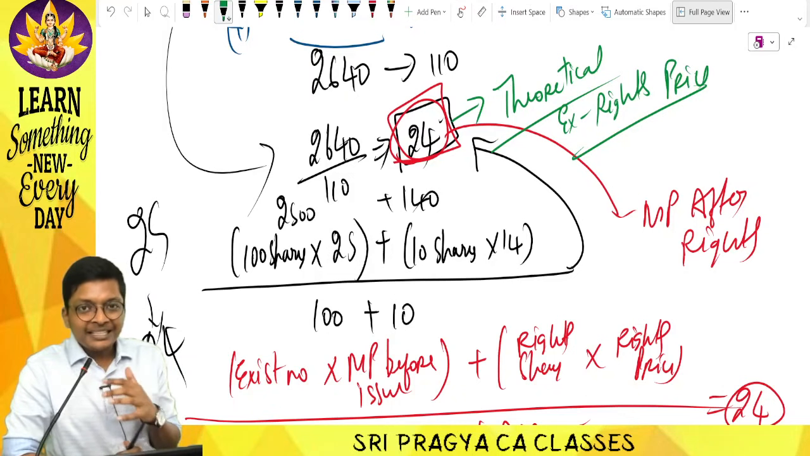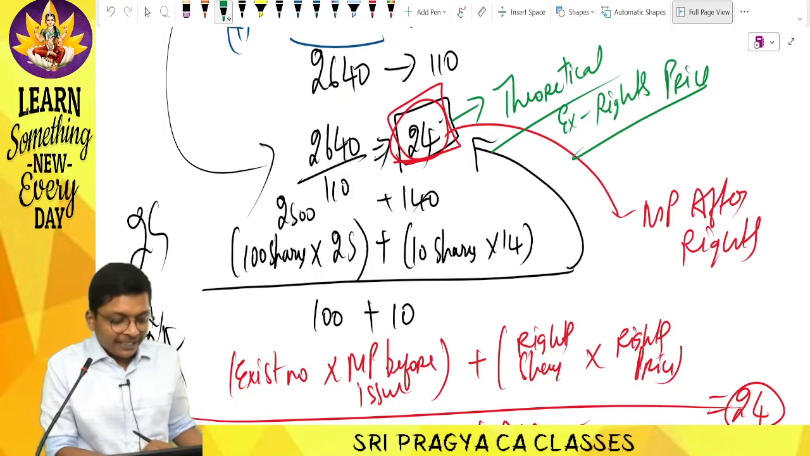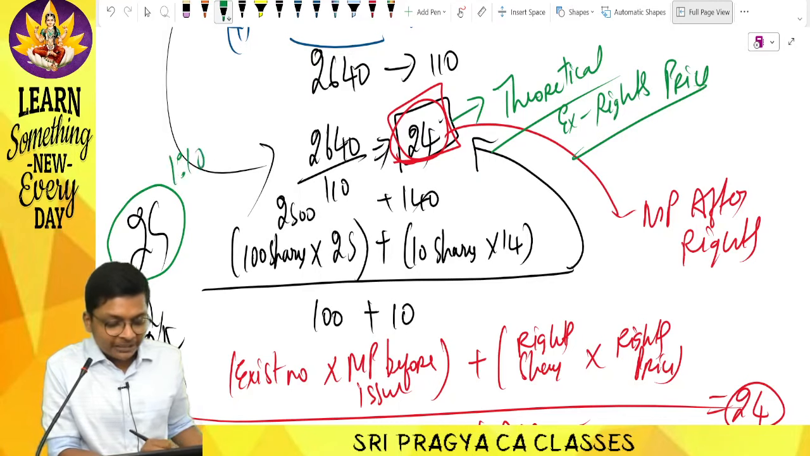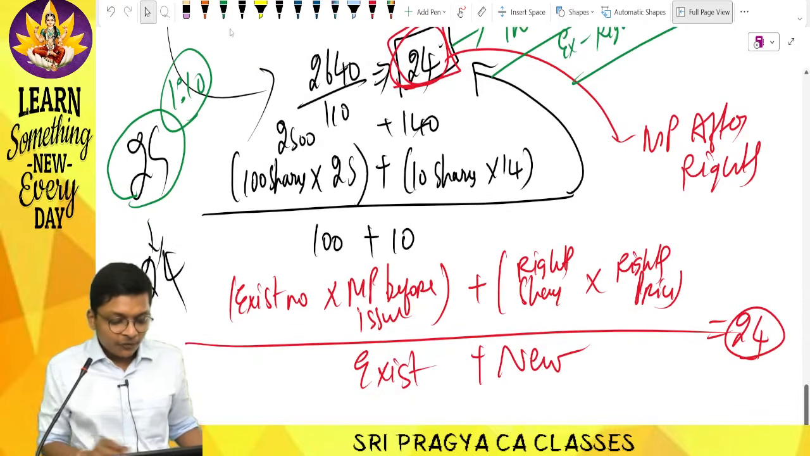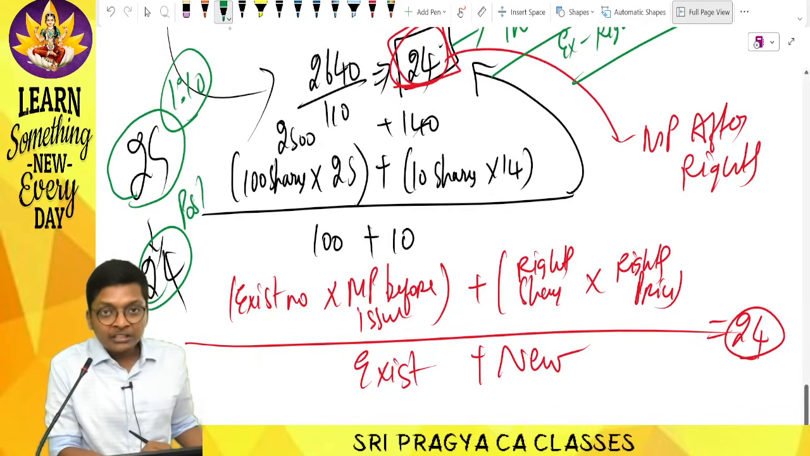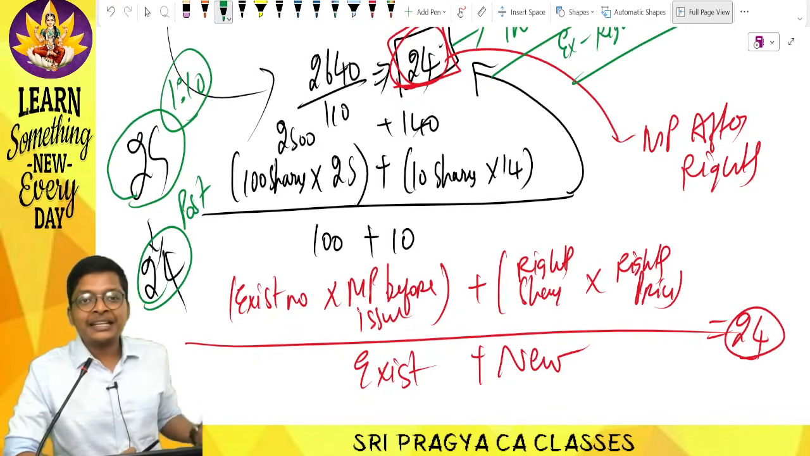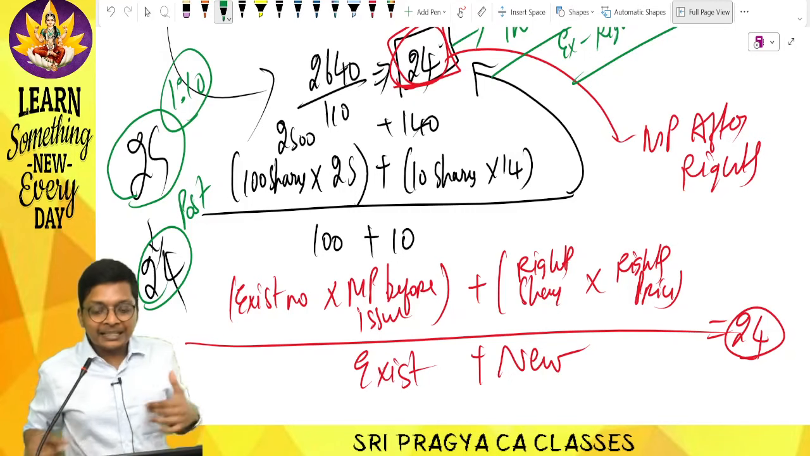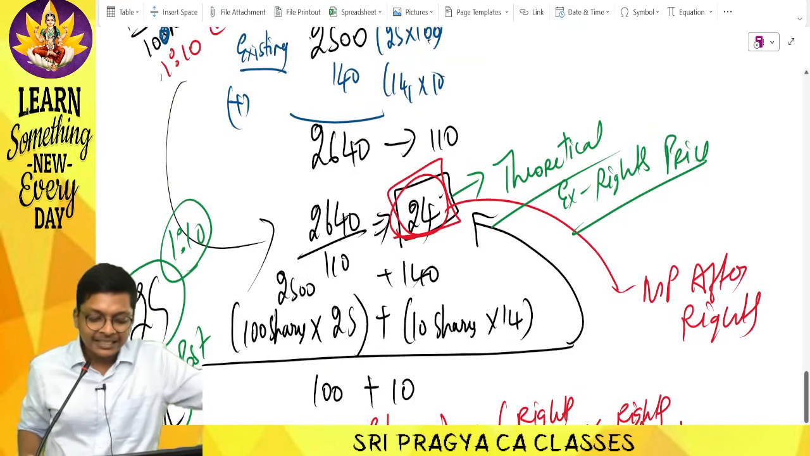Why is it called theoretical ex-rights price? It is the price per share. If you buy the share at 25, you will get chance to subscribe 1:10. But if you buy the share at 25, post rights issue, you are not going to get any rights. So it's excluding rights issue. Your price is theoretically this much.